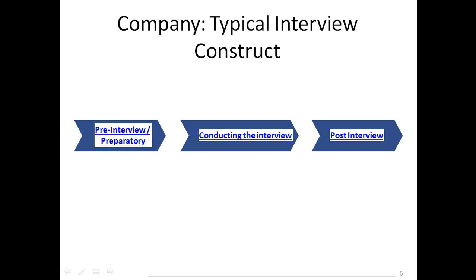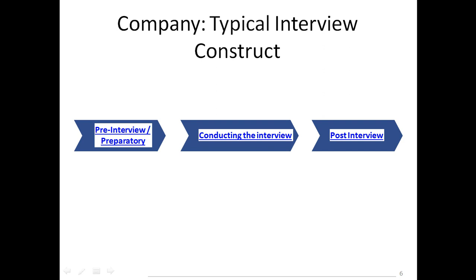So what should we do pre, post and while in interview? Let us start with the pre-interview preparatory phase. The first thing which comes to mind is to study the position and job description. Basically, in a technical interview we need to be very well prepared about what position we are hiring for and what the job description will be.